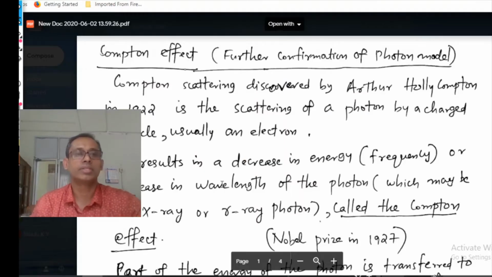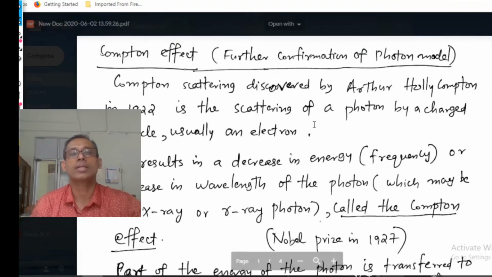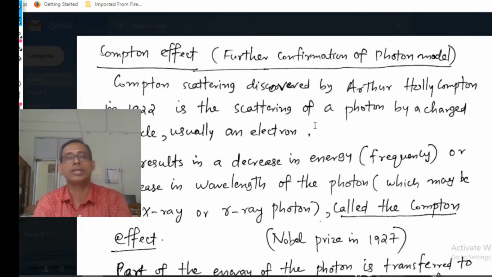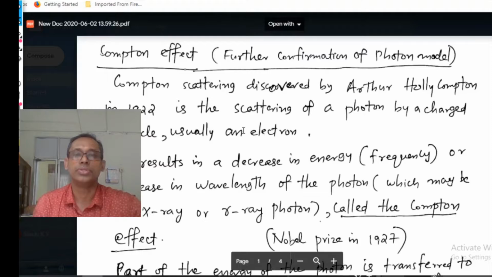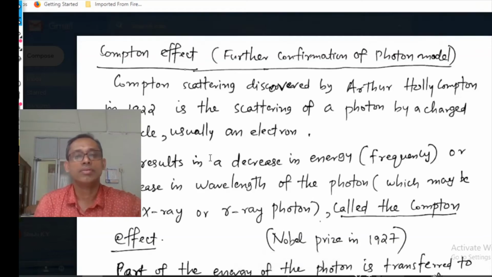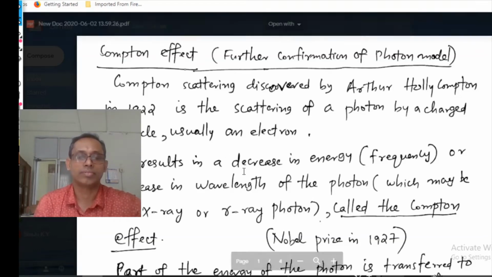Today we discuss the Compton effect, which gives a further confirmation of the photon model, the particle nature of the radiation. Compton scattering was discovered by Arthur Holly Compton in 1922, which is the scattering of a photon by a charged particle, which is usually an electron.